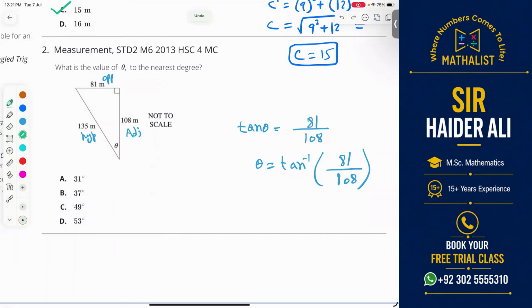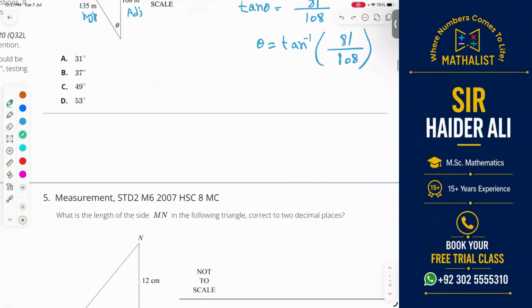So for this question, you could use any formula, right? Yes, because we have the height, opposite and adjacent. So that's the reason. Okay.